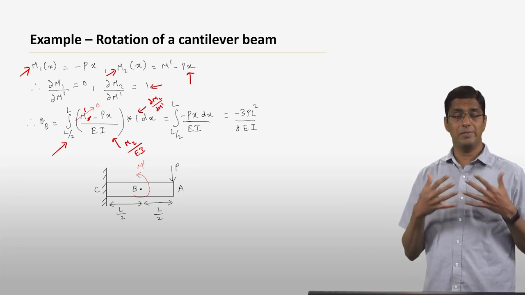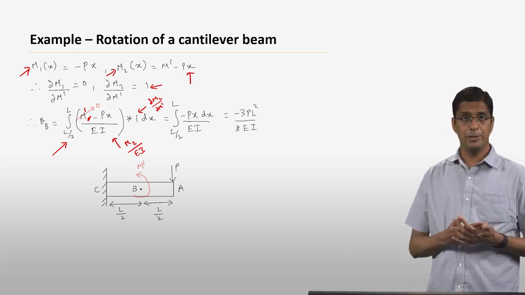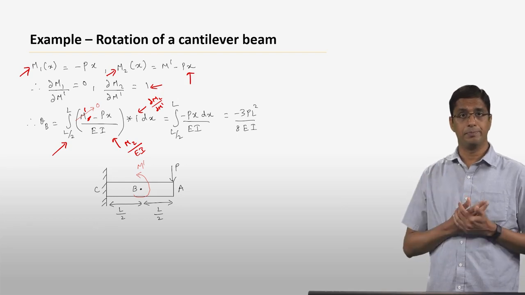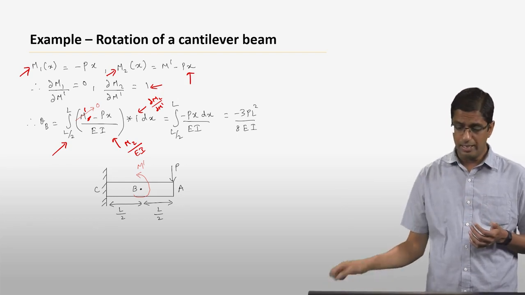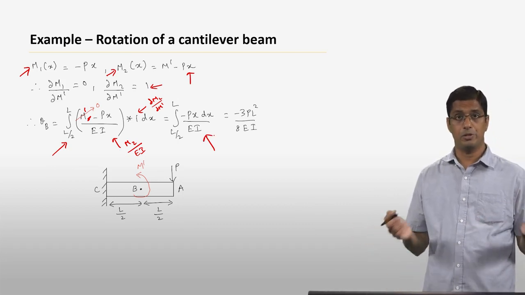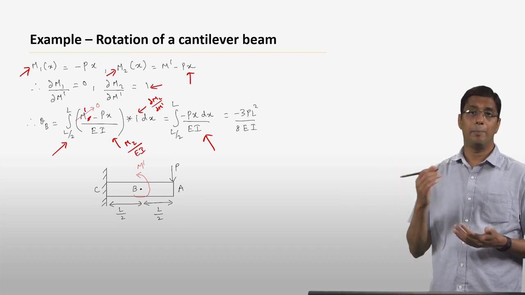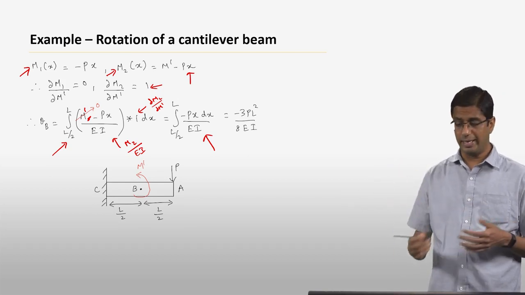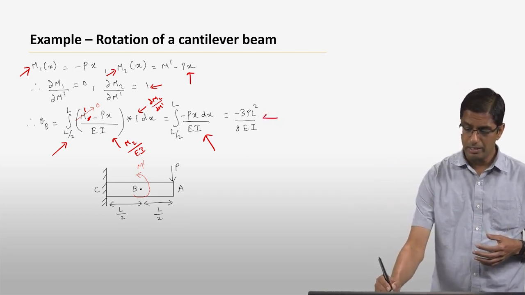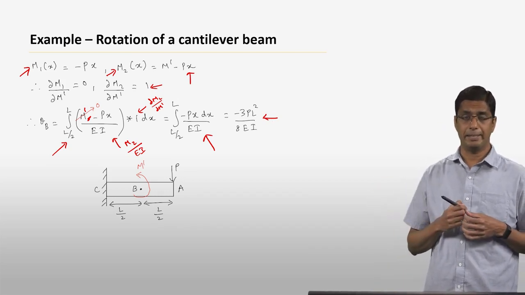So now once we have taken the derivative of u with respect to m prime, we can substitute that m prime is equal to 0. Okay, so essentially the integral becomes even simpler. There's no m prime term at all. So you have just theta b equal to L over 2 to L of minus px dx over ei, and that turns out to be this quantity, minus 3pl square divided by 8ei.